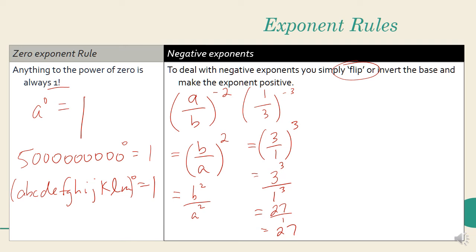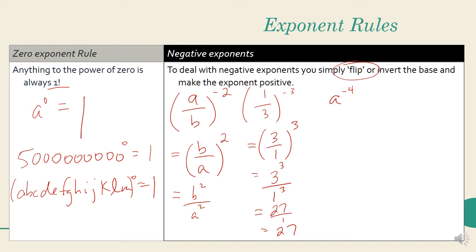Let's try another one. What if I had a to the negative 4? So we know we're going to use the negative exponent rule. And it says flip. But versus the first two that I did, it doesn't look like there's anything to flip. That doesn't mean it's impossible.